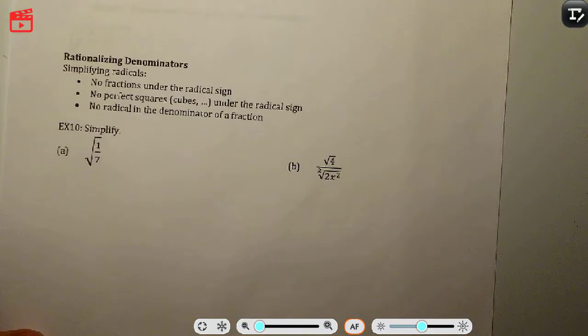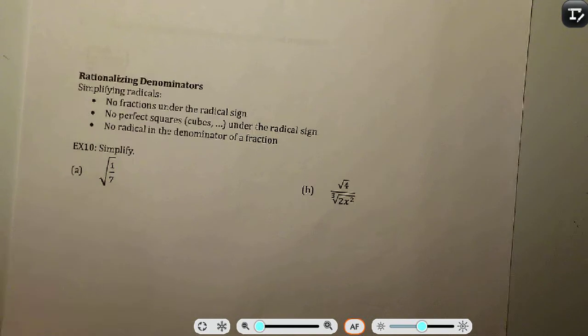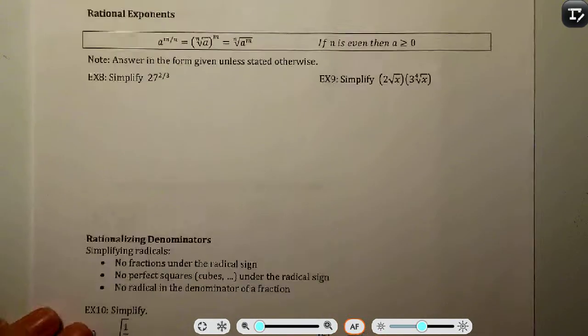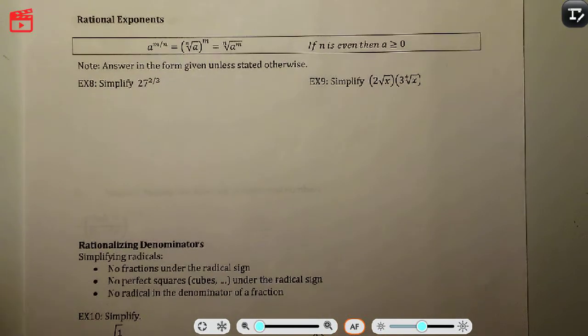All right, we're chugging along. I think this is the last page for 1.2. Yep, and then it's your homework. All right, so rational exponents. All right, so here we go.